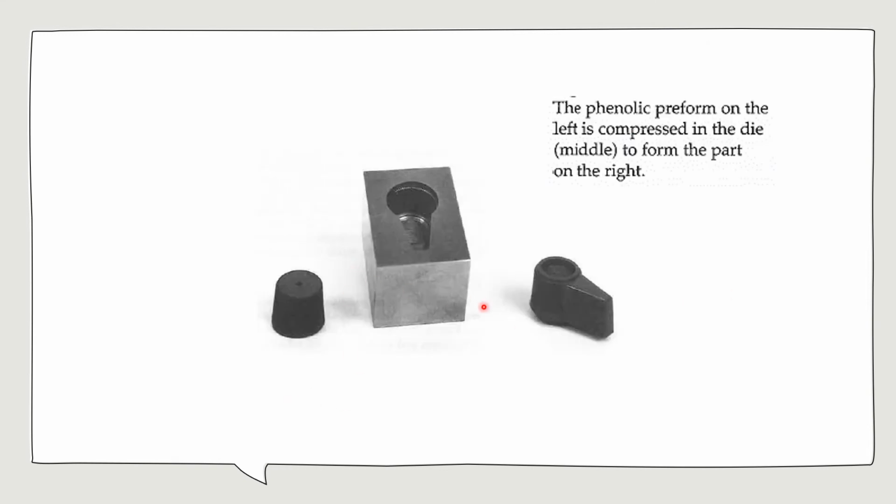This is a phenolic preform on the left, and we're going to compress it in the die. The die is just a cavity, a mold to make the part on the right. Preforms have an approximate shape of the die cavity.